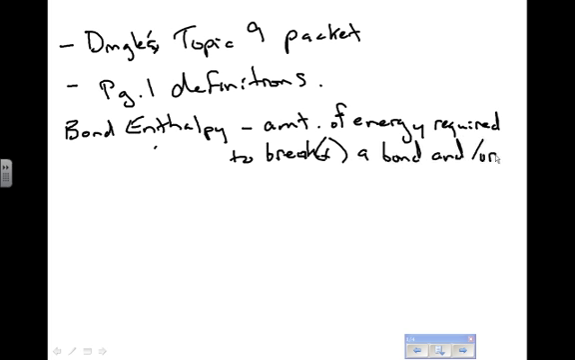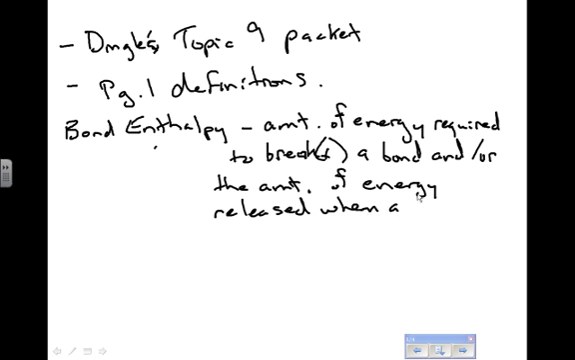and or, depending on how it's being talked about in a problem or a situation, and or the amount of energy released when a bond is formed. So if energy is released, it's being given off, it's going to be negative. For whatever reason, it works for me and it's worked for many others. Maybe it will work for you, maybe it won't.